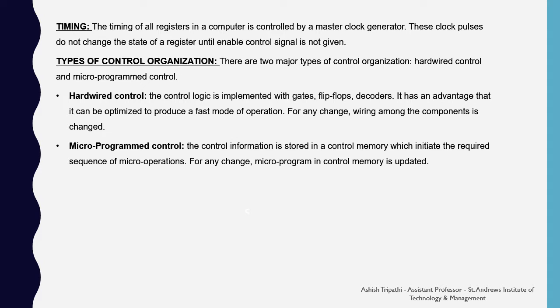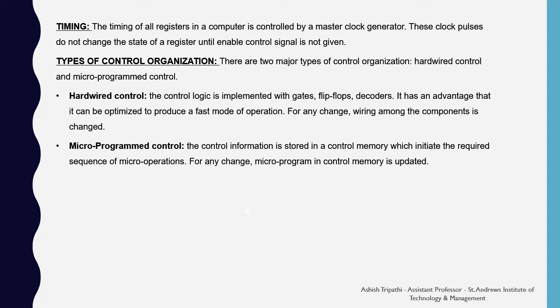In the hardware control, the control logic is implemented with gates, flip-flops, decoders, as we have already discussed in the previous units. It has an advantage that it can be optimized to produce a fast mode of operation, and for any change, wiring among the components is changed. So in the hardware control, the output depends upon the hardware that has been used.